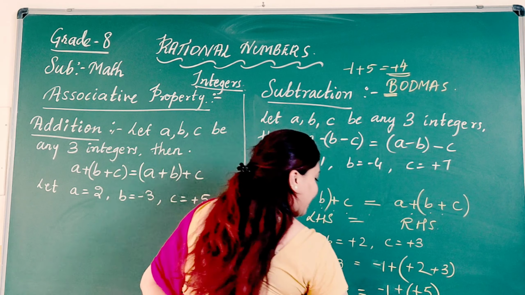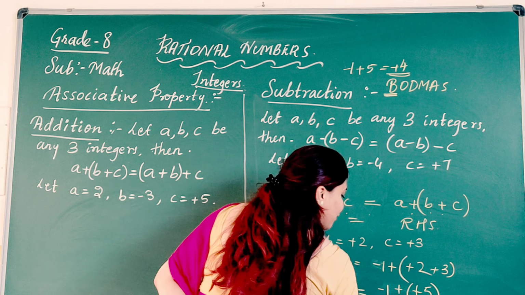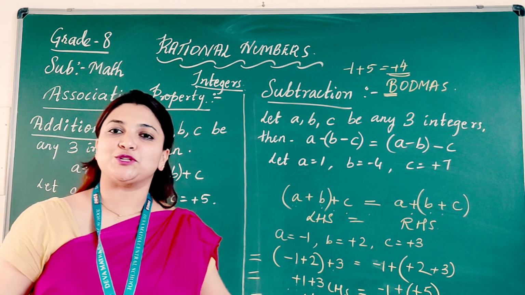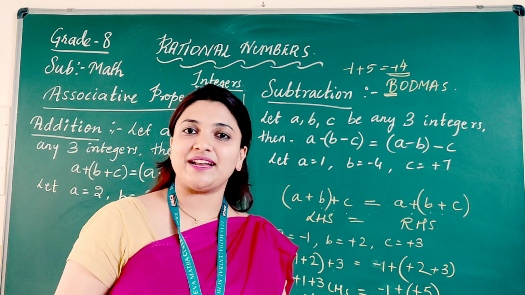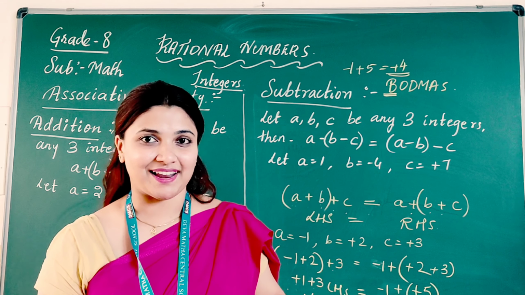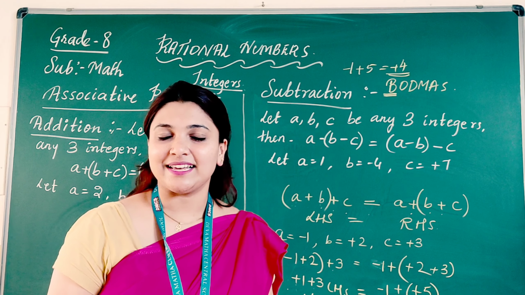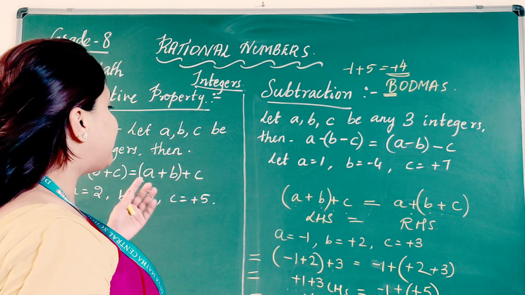Clear? So, right hand side as well, I have got what? Plus 4. So my left hand side is same as my right hand side. So my associative property of addition is valid. Clear? Very easy, right? Yes, it is. Okay, so it's very easy.